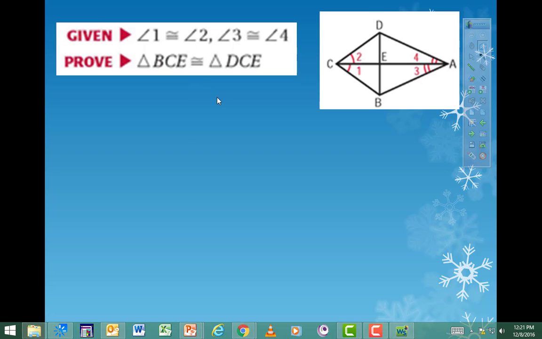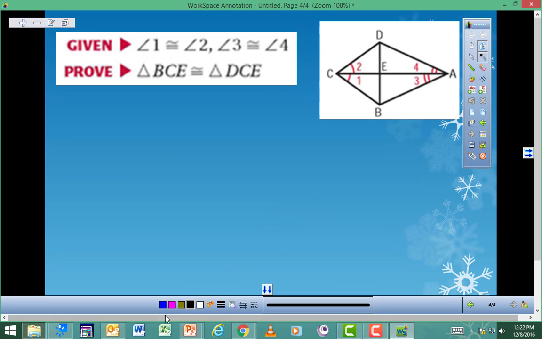Where is BCE? BCE is this small triangle right here. And I'm trying to show that it's congruent to DCE. Well, that's this one on top.